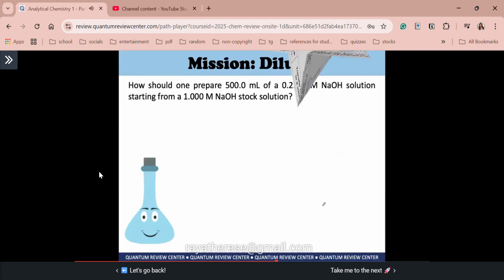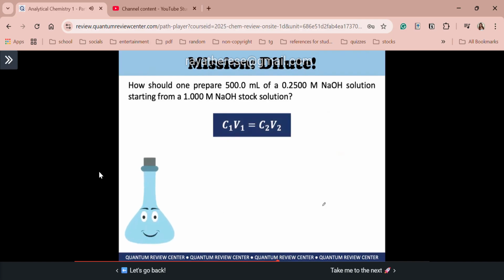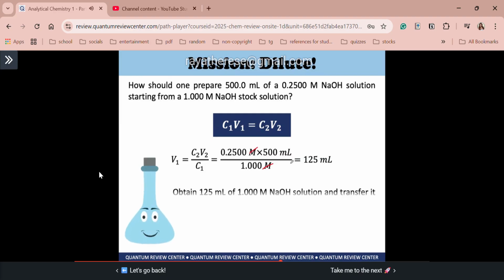Kaya meron tayong ganitong problem in your manual. The next mission, to dilute. How should one prepare 500 ml of 0.25 molar sodium hydroxide solution from your stock na 1 molar? So ang hinahanap po ba ay V1? Yes, V1 ang hinahanap. So sana naalala pa, paano mag-transpose. Math is very important in our subject. So V1 is equal to C2V2 over C1. Ta-transpose lang guys. Okay? And then, substitute the values. So 0.25 times 500 over 1. Kahit anong unit pwede, kahit molar, normal, percent, ppm, yes, basta consistent, they will cancel. So you will be needing 125 ml of your stock solution and you will transfer it into a 500 ml volumetric flask. Dilute to the mark with your water.